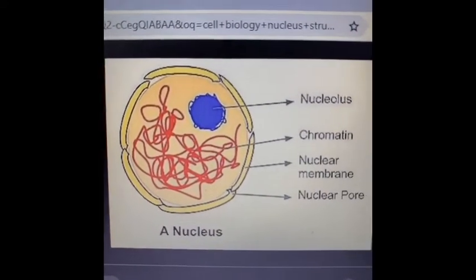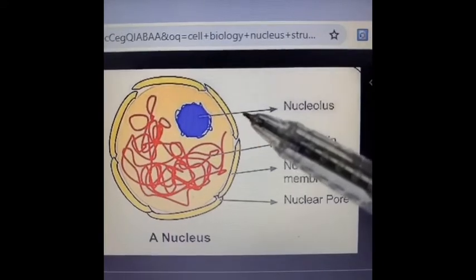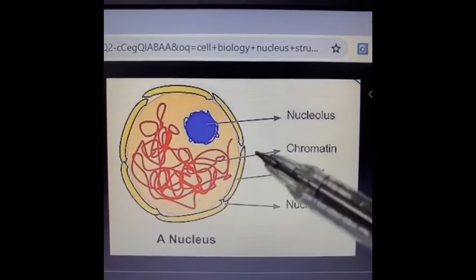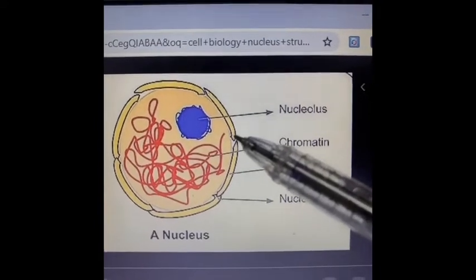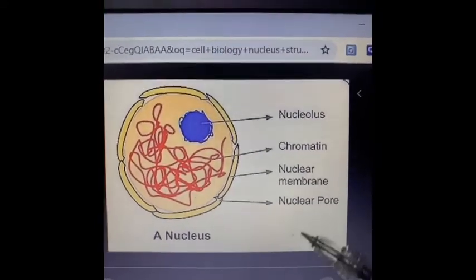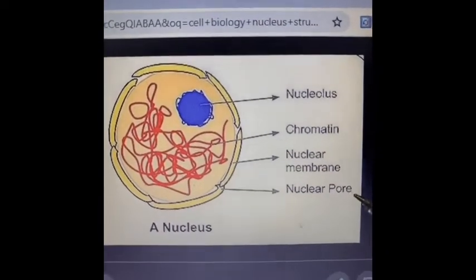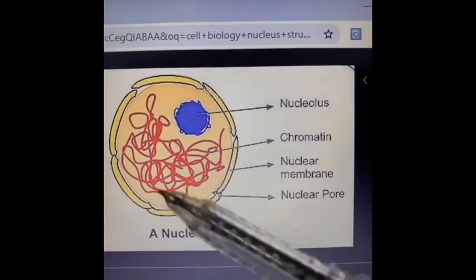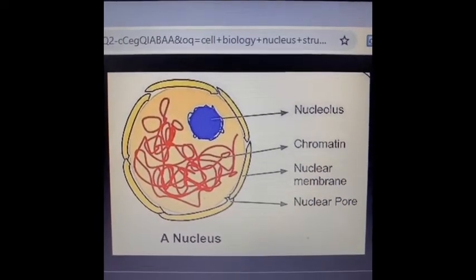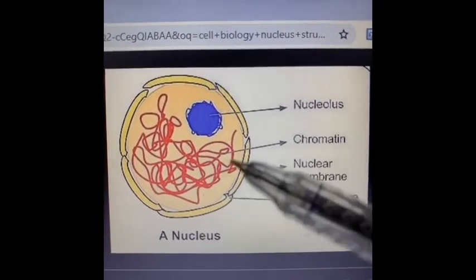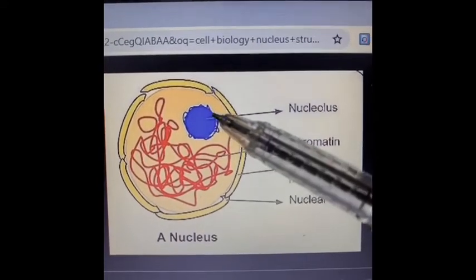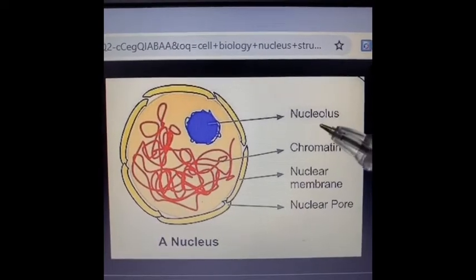To look into the points, this is the membrane. It is a double membrane which is called the nuclear membrane. The nuclear membrane is not continuous. It has pores in between. We call them nuclear pores. Other than the nuclear pores, inside the nucleus, whatever fluid is present is known as nucleoplasm. And there's a dark region in the nucleus which is known as the nucleolus.